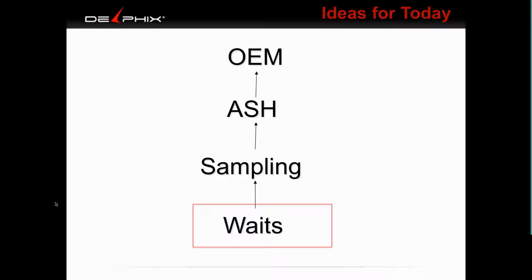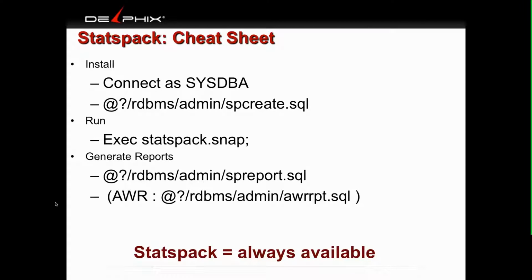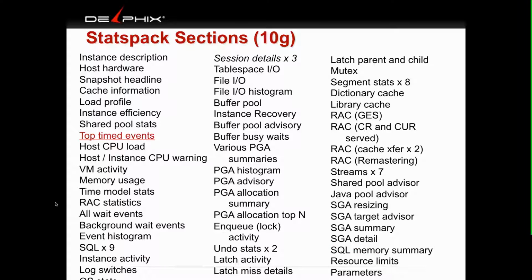So let's go through this. What are waits? How do we get the waits? Well, we don't always have OEM. We don't always have AWR. It depends on the database you're on, but we always have Statspack. And Statspack is pretty much equivalent to AWR. If you run a Statspack report, you get all these different sections, a bit overwhelming as we saw, but there's one section called top timed events. That's where the wait events are.